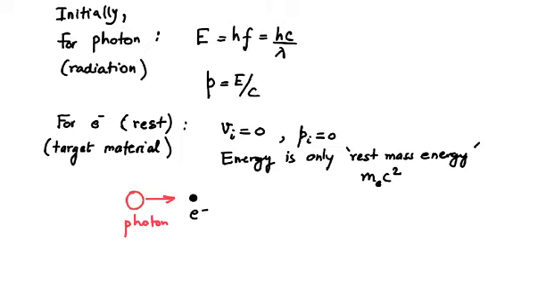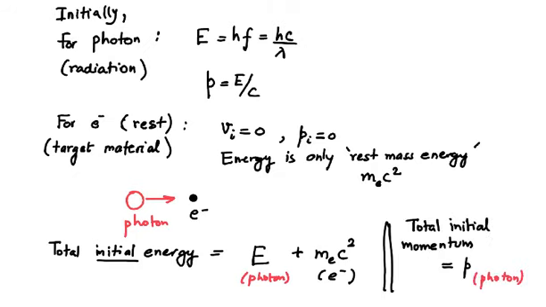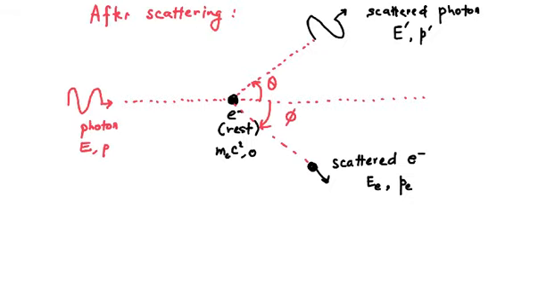Therefore, before the collision, when the photon is moving towards the electron which is at rest, total initial energy can be written as E plus m_e c squared. And since the electron was not moving, total initial momentum is equal to p, which is the momentum of the photon.